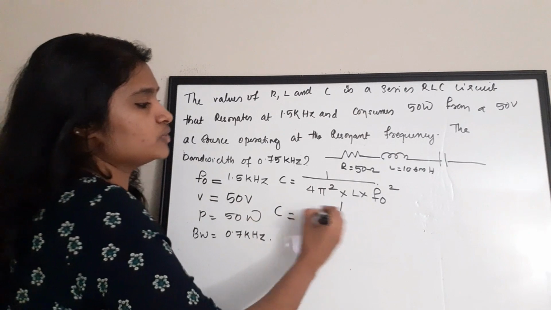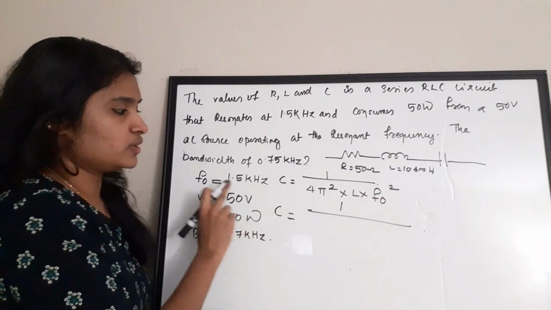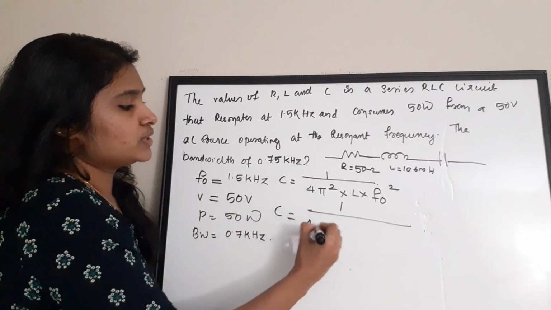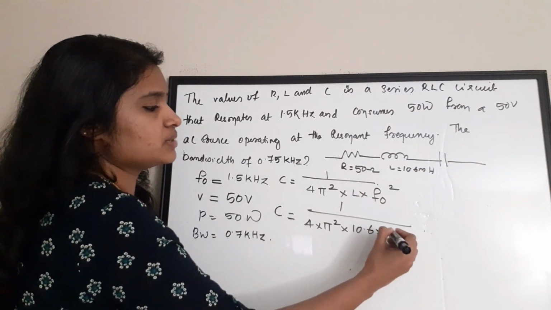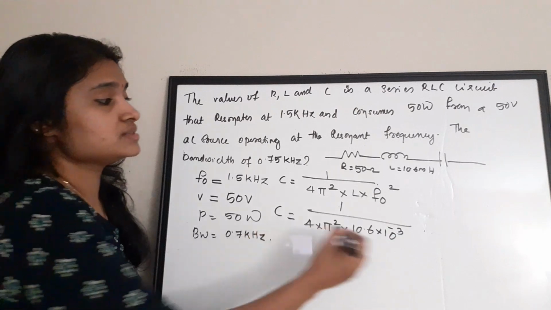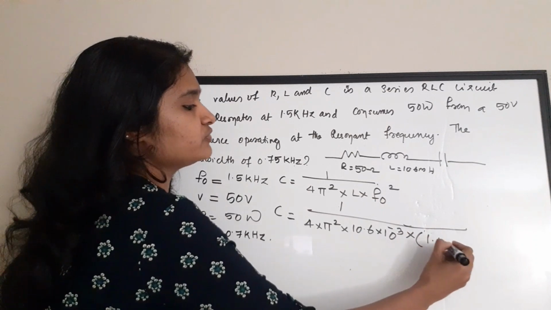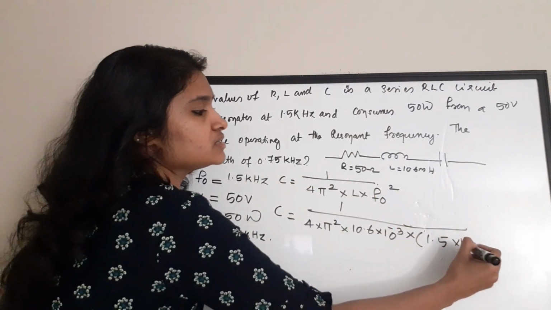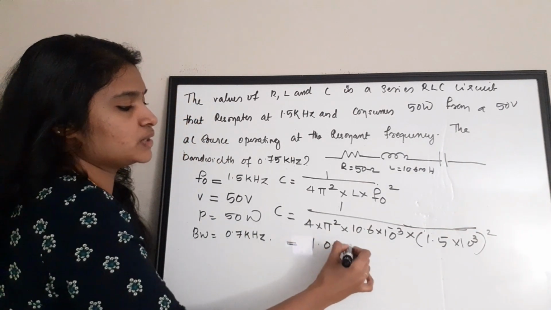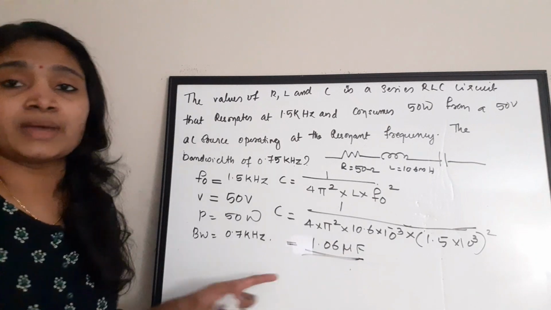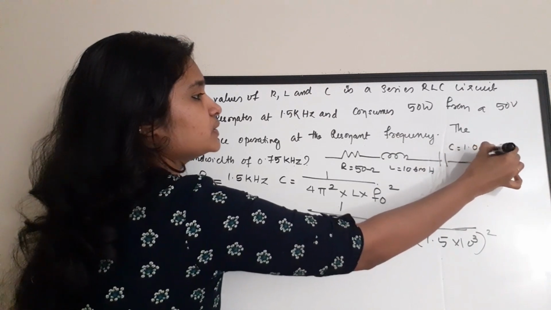C is equal to, I'm going to substitute the value for L and F0 because L value is known to us now and F0 is already given in the question. 4 into pi square into 10.6 millihenry. So it is 10.6 into 10 raised to minus 3, then into F0 square, 1.5 kilohertz into 10 raised to 3, the whole square. If you solve it, you will get 1.06 microfarads as the value of capacitance obtained. I'll write it above, C is equal to 1.06 microfarads.